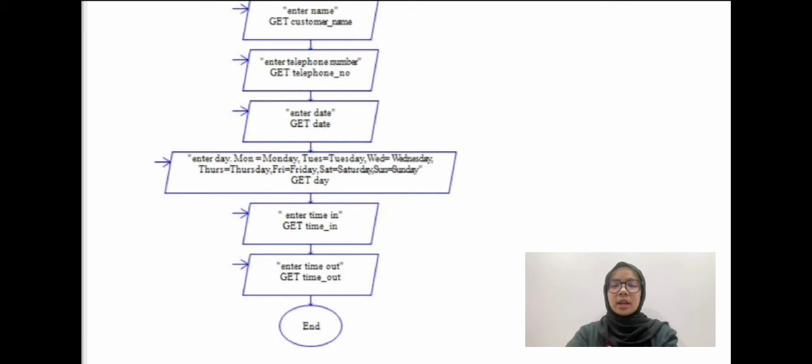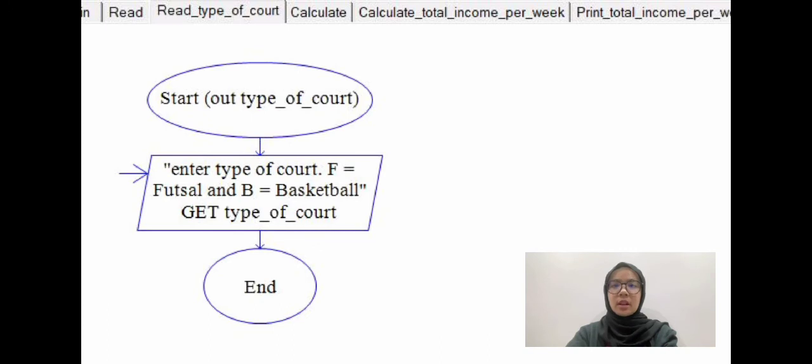So in the read module, there are customer name, telephone number, date, day, time in, time out, and type of court. And all these data and all these variables are considered as output because before this, they are not available in the main module. Only in the read module, the data will be brought inside the main module, and then the user needs to enter all the data that is required by Raptor.